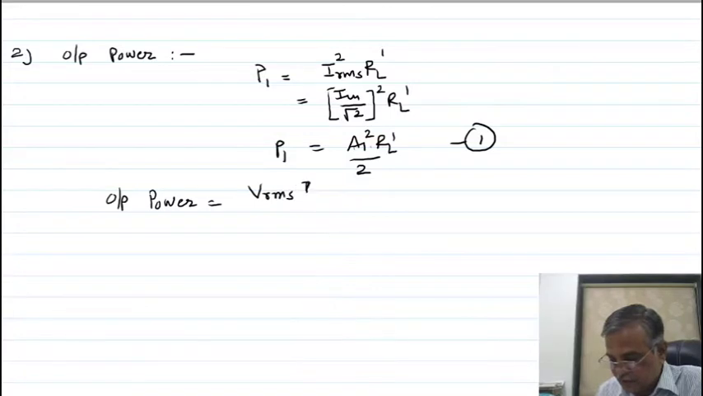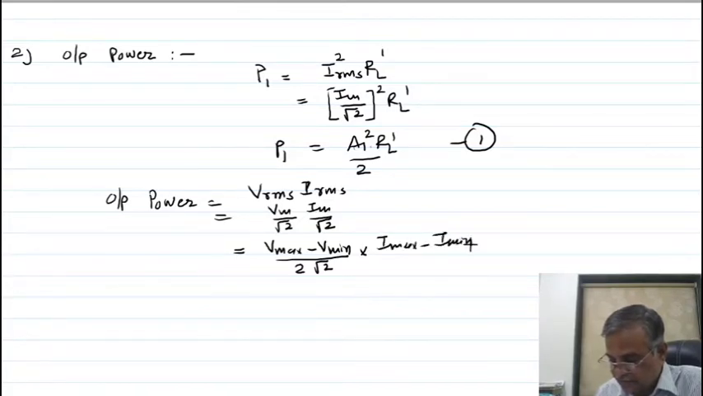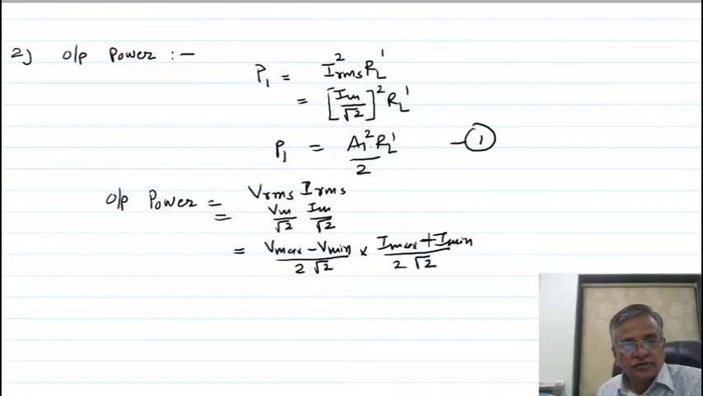as Vrms into Irms. It is nothing but Vm by root 2 into Im by root 2. You can also calculate the maximum voltage by V maximum minus V minimum upon 2, already you know that, into I maximum minus I minimum upon 2 into root 2. So by these two equations you calculate the output power.